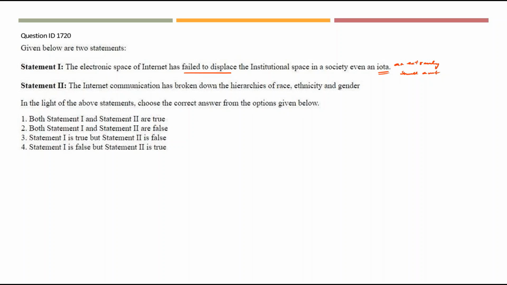So do you think internet has failed to take somebody's place? Not so. The electronic space of internet has displaced the institutional space in a society. So in this case, we say statement 1 is false.